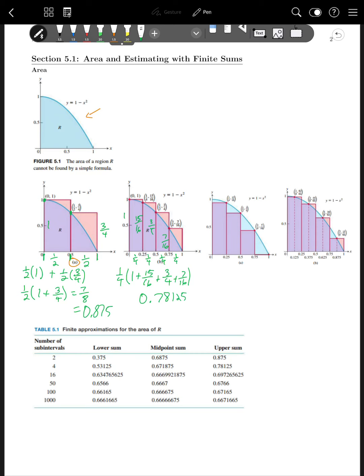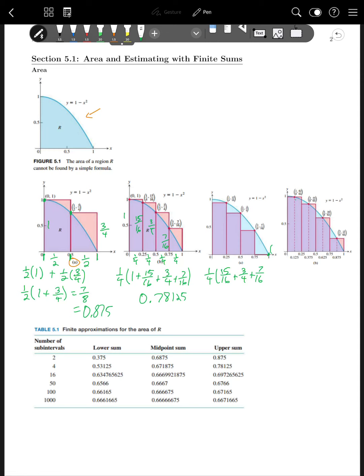This is 0.78125. So notice the rectangular regions for both of these are bigger than the actual region we're looking for. So by adding in more rectangles, I got a smaller answer that is closer to the actual area of that region. We can also approximate the regions using right-hand endpoints, which in this case would give a lower sum because they're smaller than the picture, or midpoint sums. So all that changes is not the width of the regions, but the height of the rectangles, because the height is based on either the midpoint of the region or the right-hand side of the region.